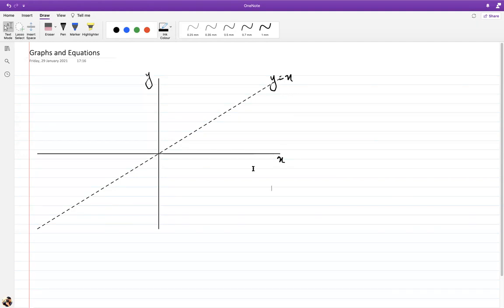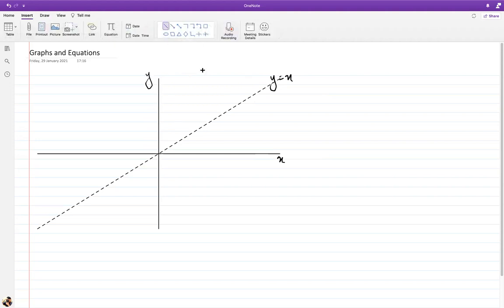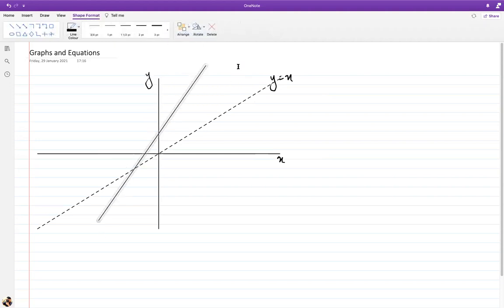What it does is that it tells us if there's a function like this. So let's suppose there's a function. Yeah, so let's suppose this is a function. So y is equal to x line. If you reflect this line in that, so let's suppose you reflect it like this.